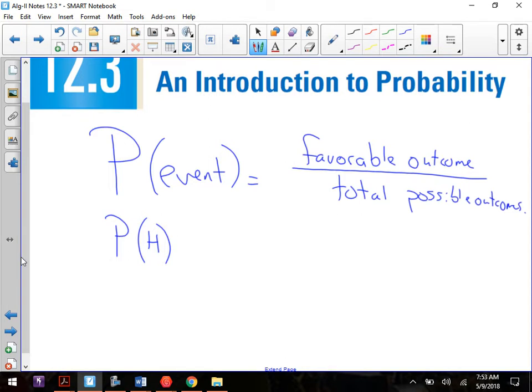So the probability of flipping a coin and landing heads: how many ways can the coin be flipped and land heads? One. And how many total possible ways are there when you flip a coin?